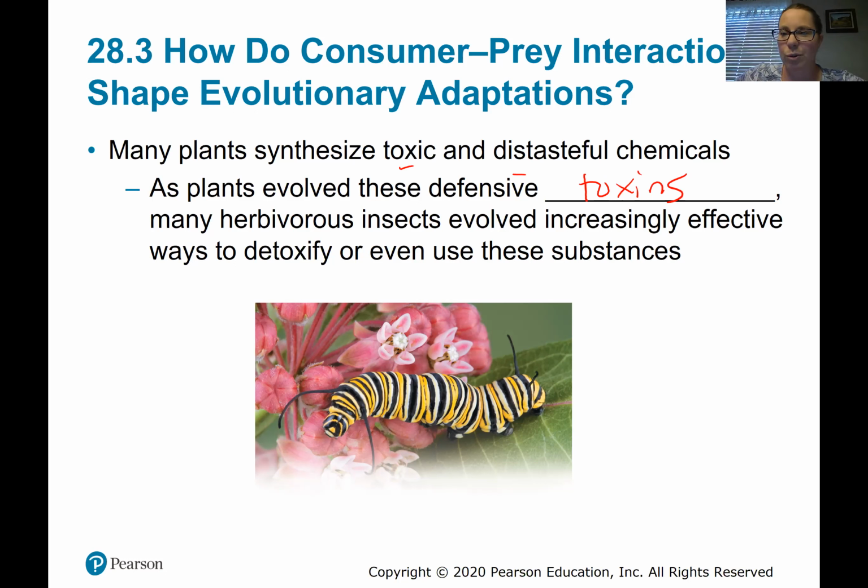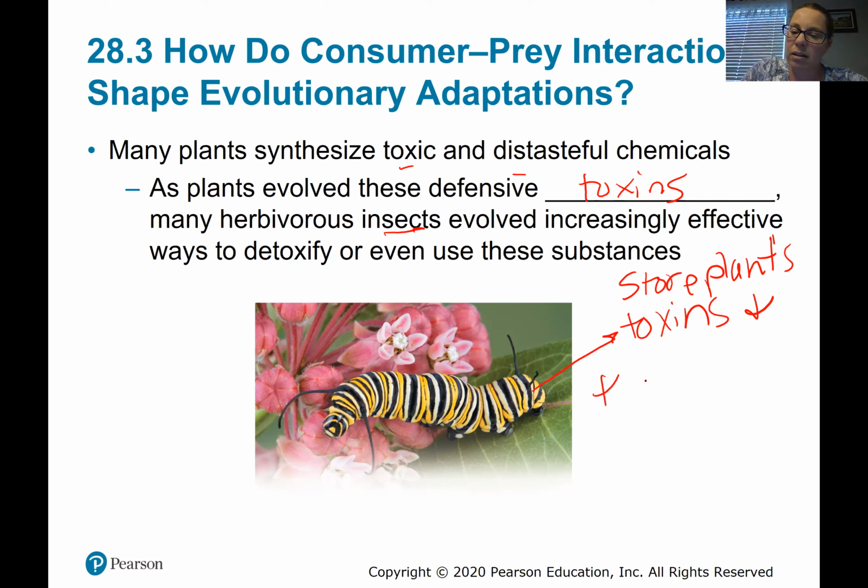However, coevolution has brought about many insects that have been increasingly effective at basically getting around those toxic substances and still being able to eat them. Like this guy here, it is a monarch caterpillar. It can store the plant's toxins, and then it is now toxic to predators.